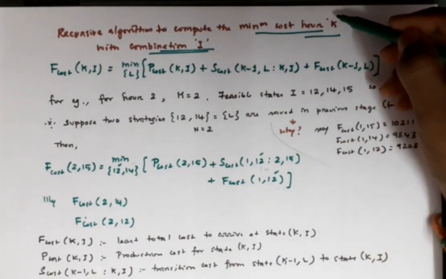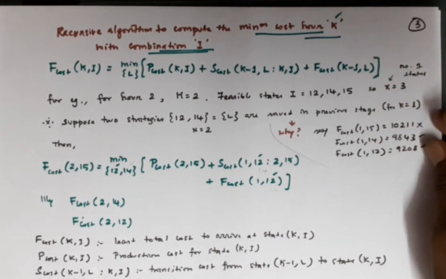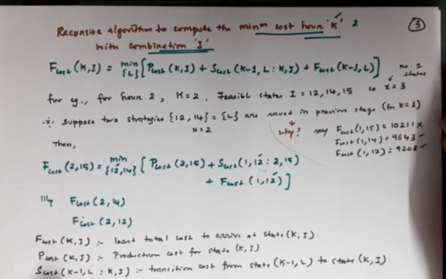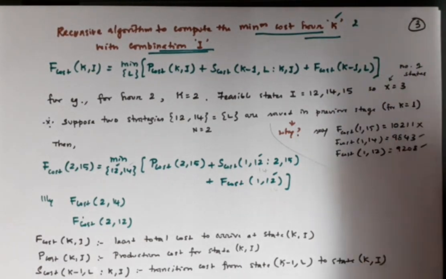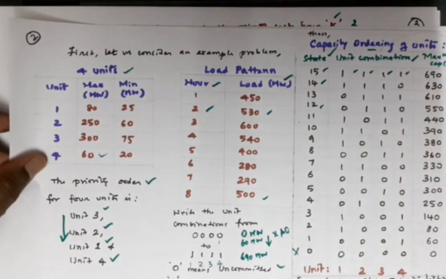So Rk means, in the problem statement, we saw the 8 Rs. Say, for example, I am taking the R to be 2, the second R. So in the second R, we can see the demand is 530 megawatts.